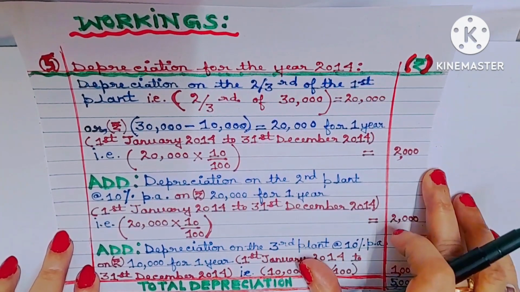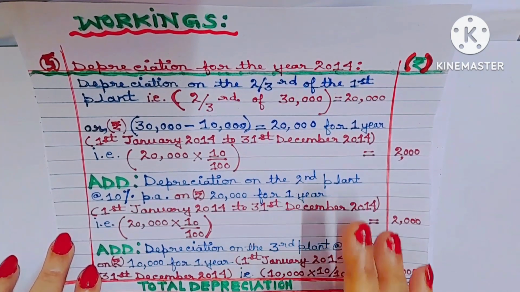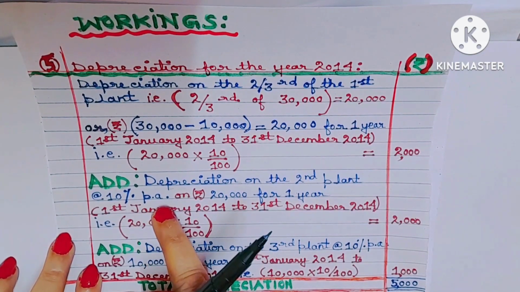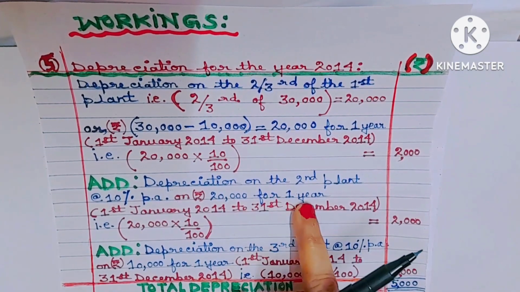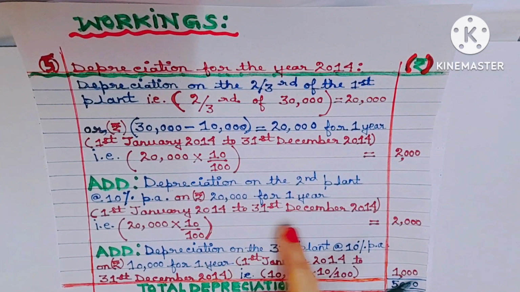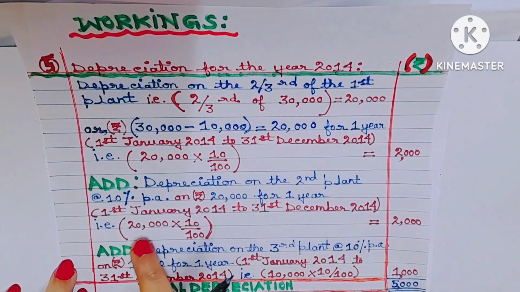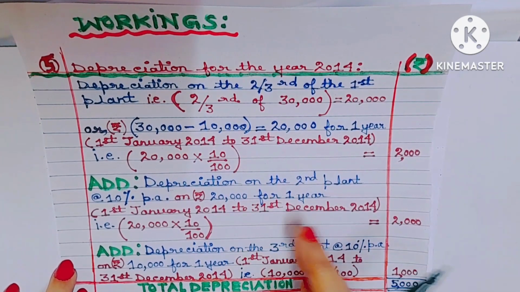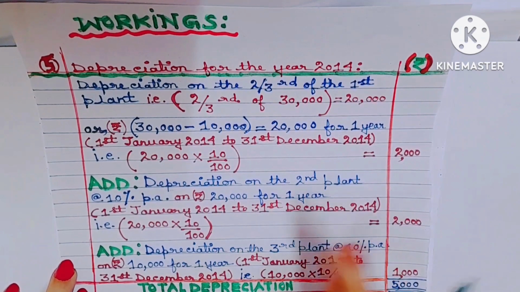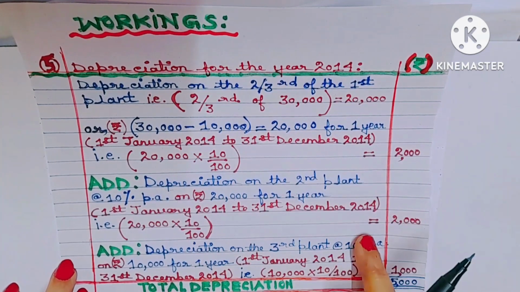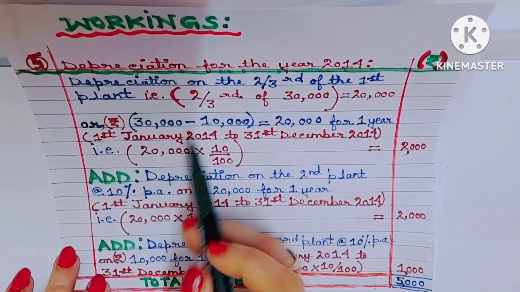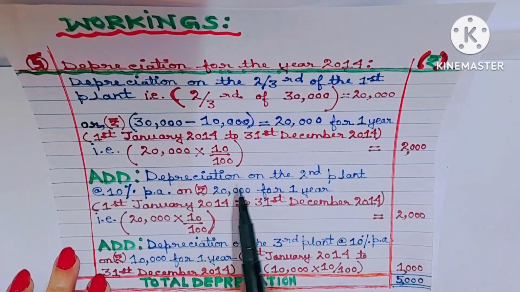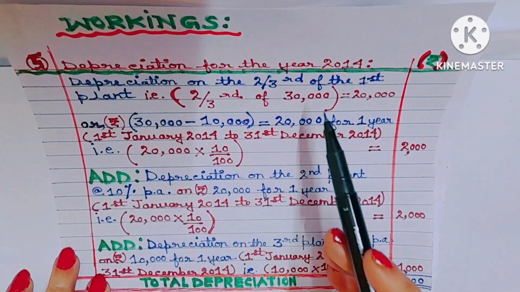Understood? Now add. There is the second plant also. Depreciation on the second plant at the rate of 10% per annum on rupees 20,000 for 1 year. That is 1st January 2014 to 31st December 2014. That is 20,000 into 10 by 100, because the second plant is also in the business from 1st January 2014. So 20,000 into 10 by 100 will give you 2,000. So depreciation on the 2/3 of the first plant for the year 2014 is 2,000. Depreciation on the second plant for the year 2014 is 2,000.